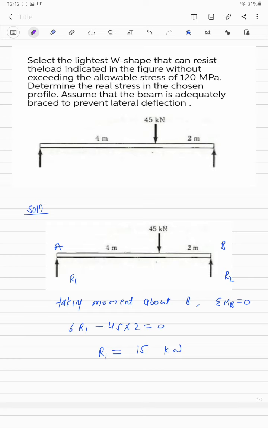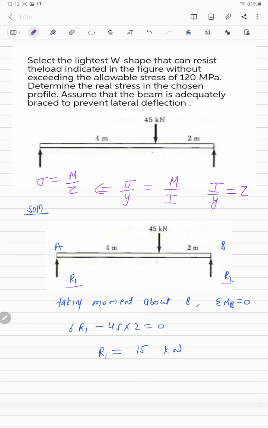For that, let's draw the FBD of the problem. These are our reactions R1 and R2. We have to first find the reactions and then we find the bending moment. As we all know, the bending formula is sigma by y equals M by I, and we also know that I by y is known as Z, the section modulus. It is also represented as S. So this formula can also be written as sigma equals M by Z or S, whatever you can call it.